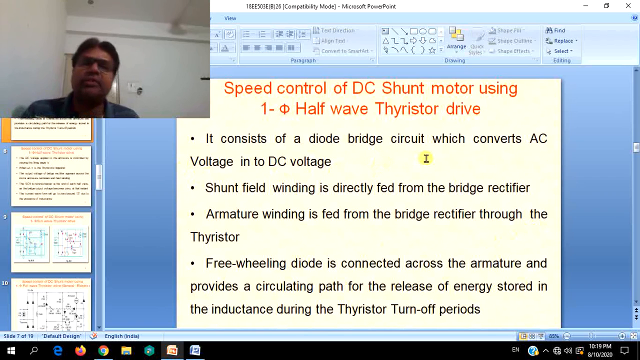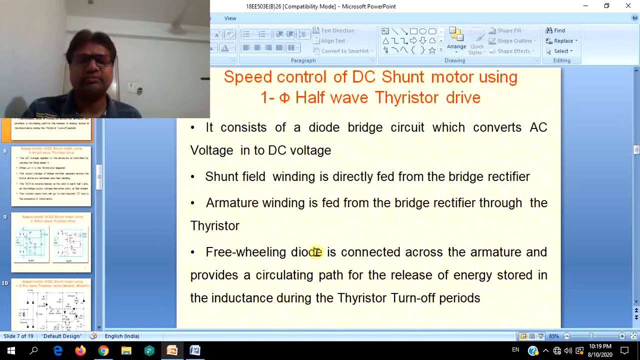So this is the diode bridge circuit which converts AC voltage to DC voltage for a half wave. The shunt field winding is directly fed from the bridge rectifier. The armature winding is fed from the bridge rectifier through the thyristor. Their control will be introduced. The freewheeling diode is connected across the armature and provides a circulating path for the release of energy stored in the inductance during the thyristor turn off periods.